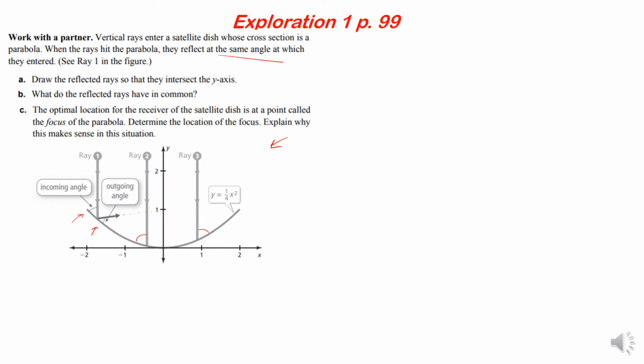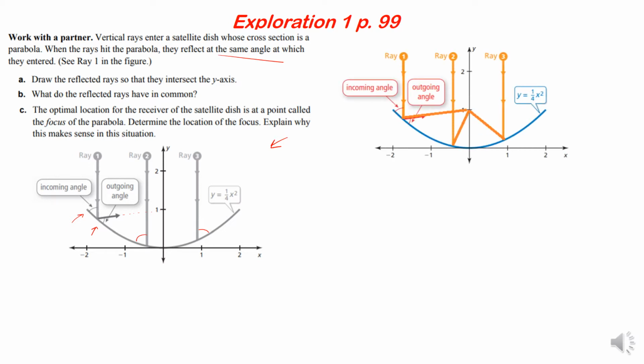And so we're going to look at that. So if you're done, okay, here's what they should all look like. They should all be going right through there. And that is what they have in common. They all intersect at (0, 1). And then it says the optimal location for the receiver of the satellite dish is a point called the focus of the parabola. Determine the location of the focus. Explain why this makes sense in this situation.